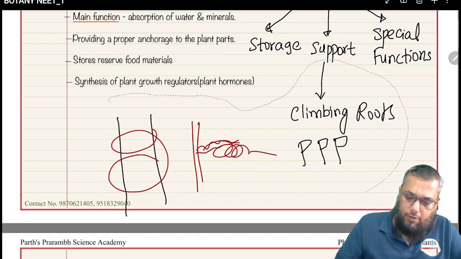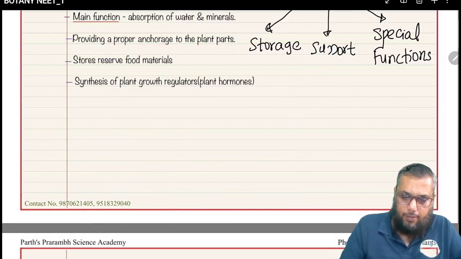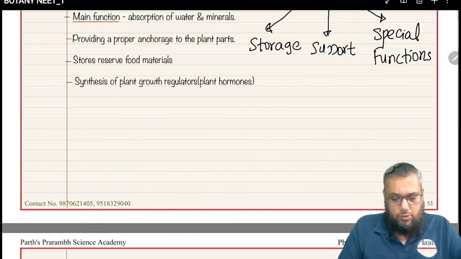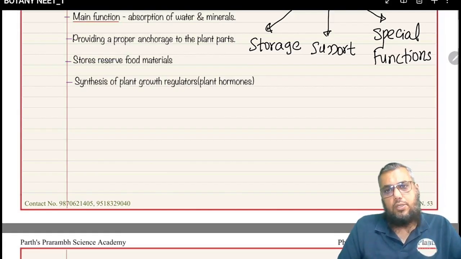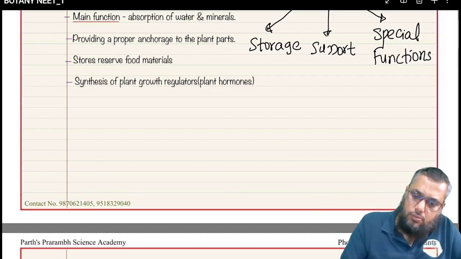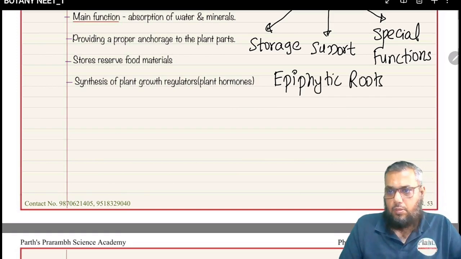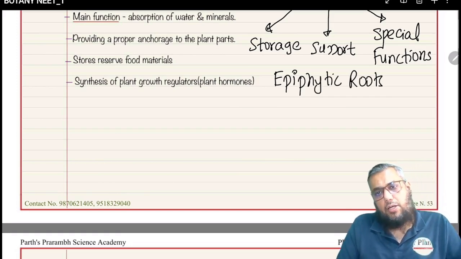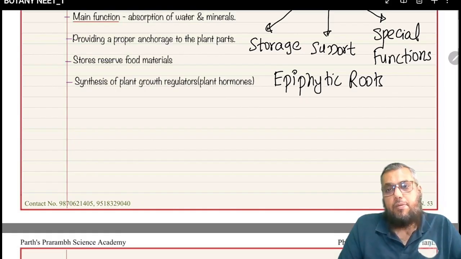The third type that we have mentioned, right, is for special functions. So what are these special functions, dear students? The special function examples can include epiphytic roots. Okay, these epiphytic roots are those where the plant is an epiphyte.